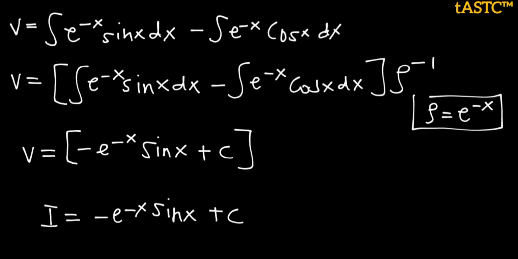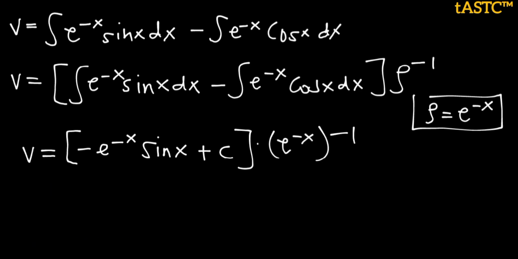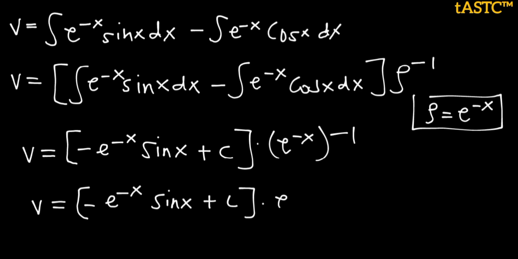That is multiplied, rather, by e to the negative x all raised to the power of a negative 1, right? So the final answer, or v rather, is equal to minus e to the minus x sine x plus c. And that is multiplied by e to the x, since we have negative x multiplied by negative 1.